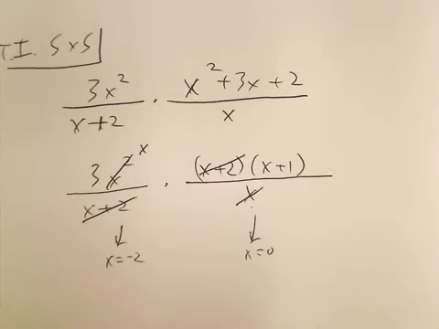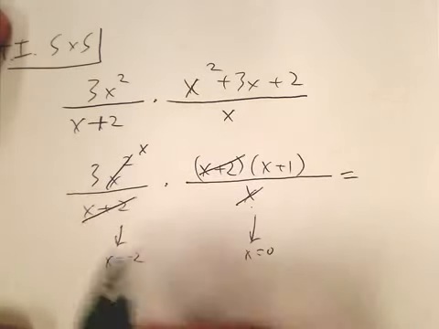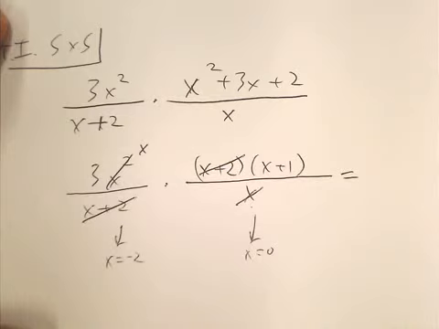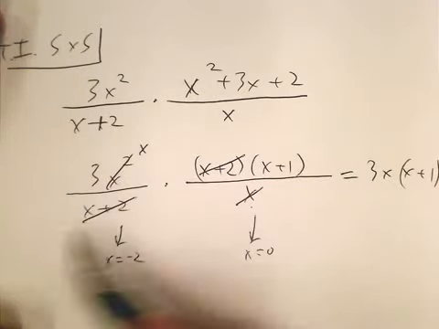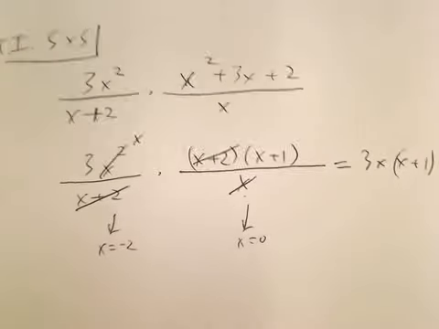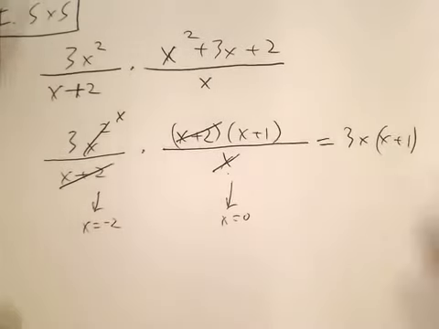And your last step is to write your answer. Okay, so let's see here. They'll have 3x and x plus 1. Nothing's left in the denominator, so don't write a denominator, and state your excluded values.